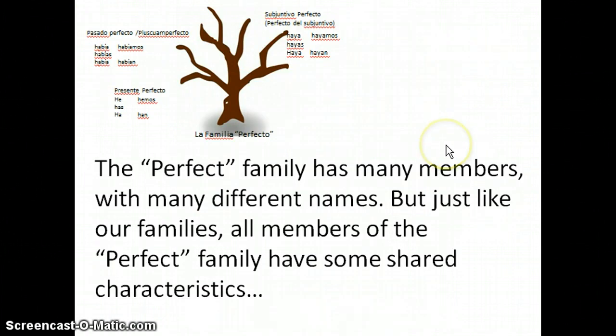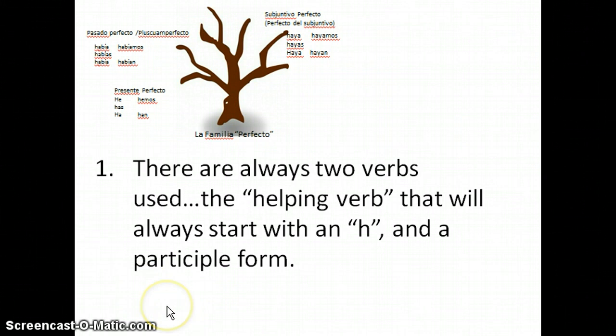Okay, so the perfect family, yes, it has many members with many different names. But just like our families, all the members of the perfect family have some shared characteristics. And what are some of those shared characteristics? Well, there are always two verbs used. The helping verb, that always starts with an H, always will start with an H. That's the helping verb. And then the participle form.